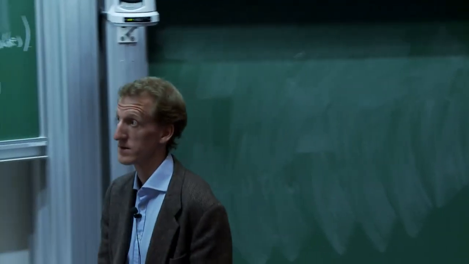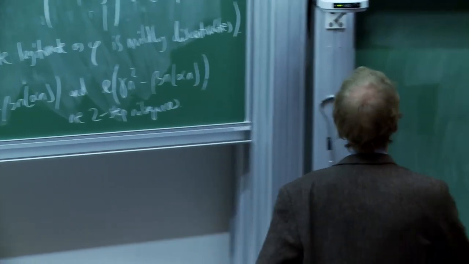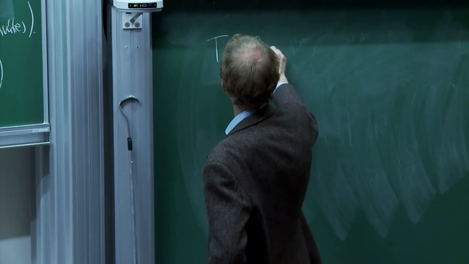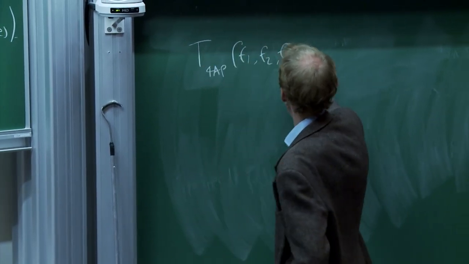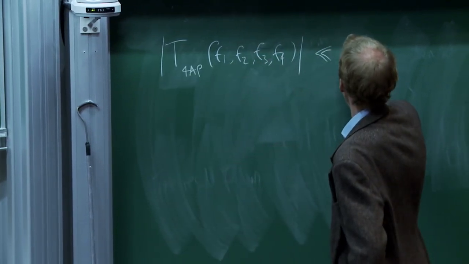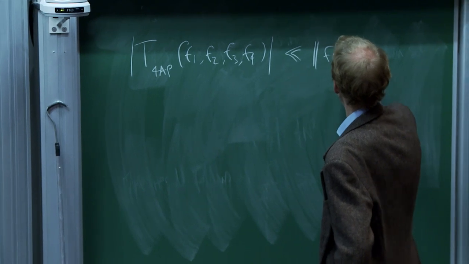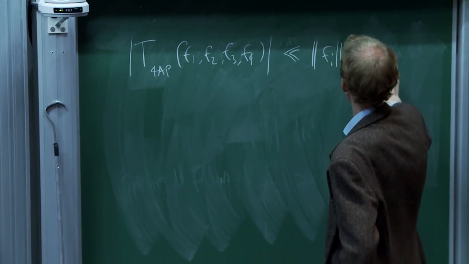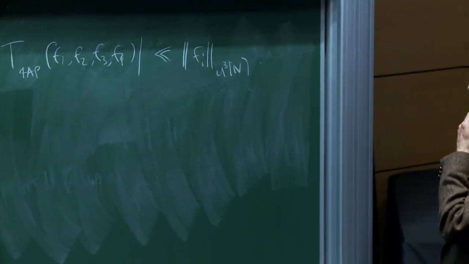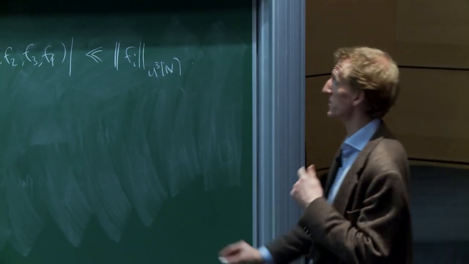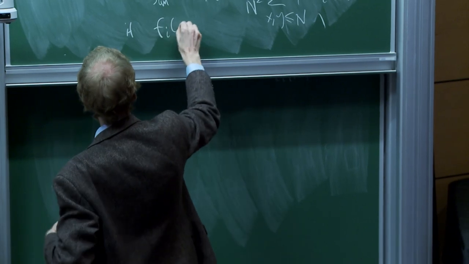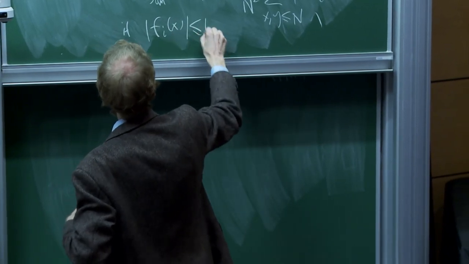And then another such statement would be T_4AP of f1, f2, f3, f4 is bounded by the Gowers U3 norm. You'll notice there's a non-homogeneity here. So actually, I missed an assumption. These fi's are supposed to be bounded. So if fi(x) is bounded by 1, always.